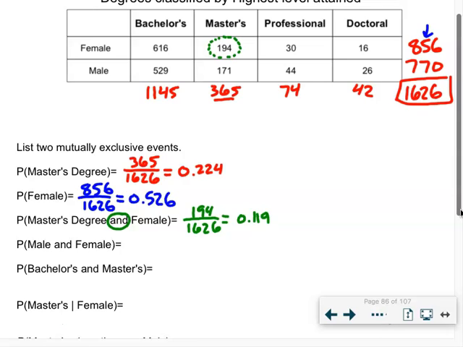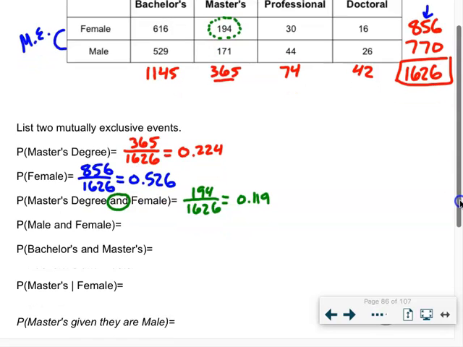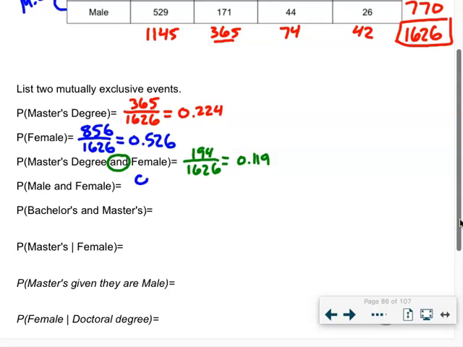Male and female, those are both of our rows. So that means that these are mutually exclusive events, which means they cannot happen at the same time. So there's exactly 0 people in this chart that are male and female, so 0%. Those are mutually exclusive, okay?